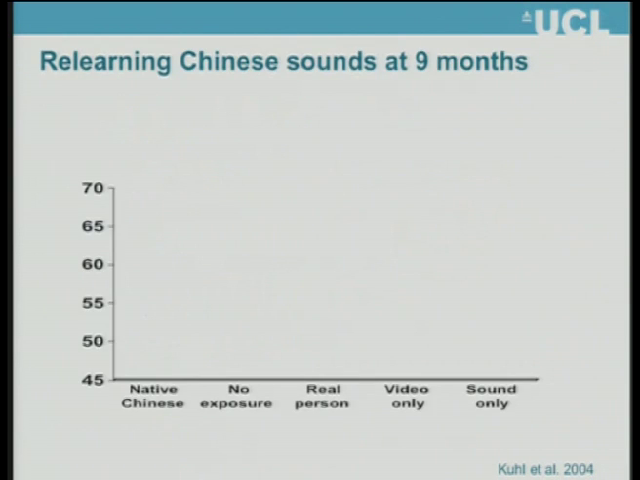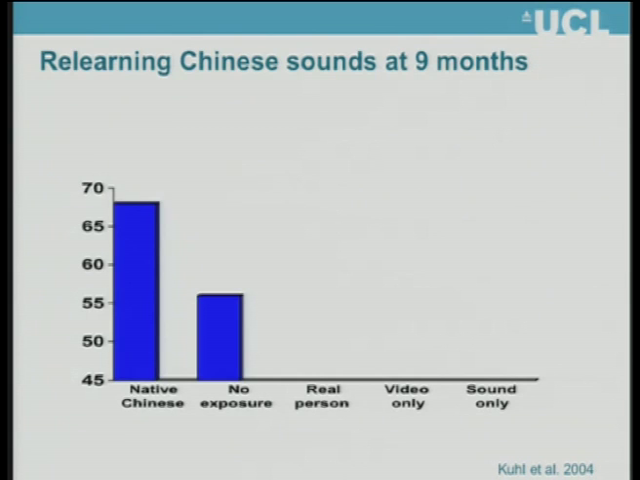So she recorded how well babies at 9 months can distinguish between two Mandarin sounds, which, by the way, to most of us sound absolutely identical, because unless you were exposed to Mandarin in the first 9 months of life, you won't be able to distinguish between those sounds. So native Chinese babies at 9 months are really good at distinguishing between those sounds, performing about 70% correct, whereas American babies who have never had any exposure to Chinese are very poor, performing around chance, around 50-50.